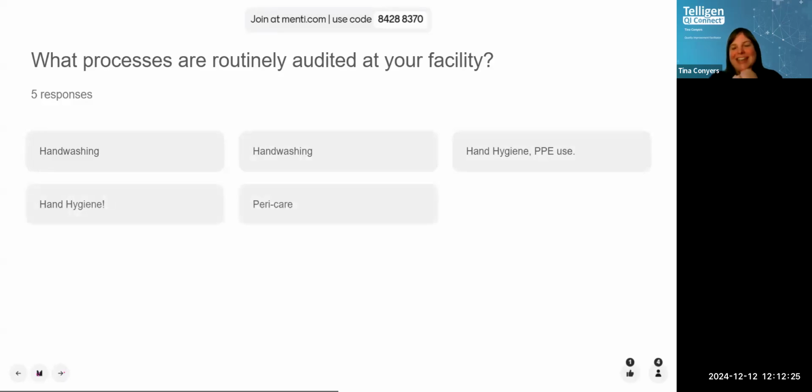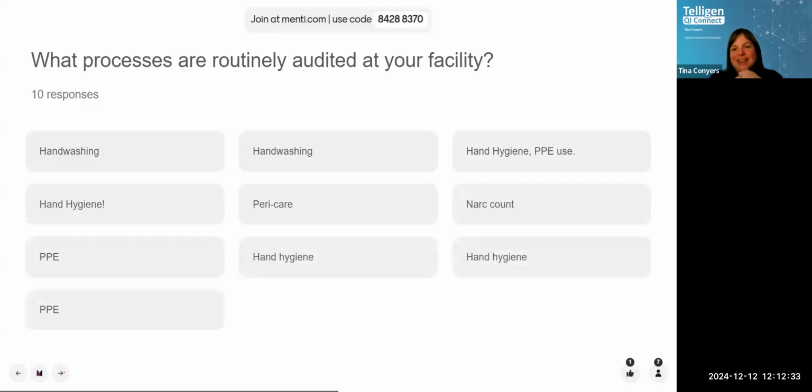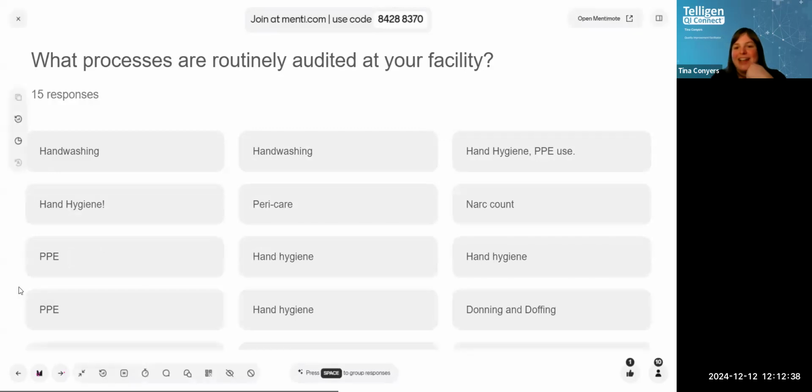Lots of hand washing, hand hygiene coming up right away. Yes, you see pericare, excellent, PPE. Yes, more hand hygiene, definitely. This validates me using that statistic at the beginning. Nice, donning and doffing, yes. Excellent, I see NAR count. Good. Thank you guys so much for your responses. This is awesome. Okay, all right, we'll hop over to the next slide.